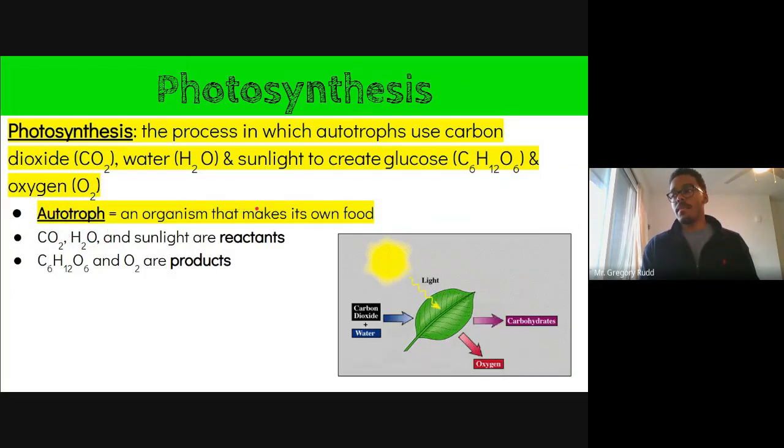Autotrophs are organisms that make their own food. So all autotrophic organisms are also photosynthetic. They use photosynthesis as the process to make their own food. Photosynthesis is the process in which autotrophs use carbon dioxide, water, and sunlight to create glucose and oxygen.